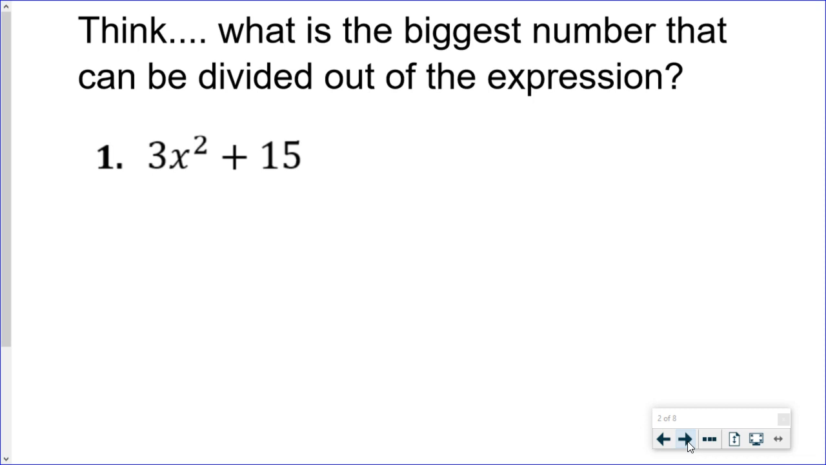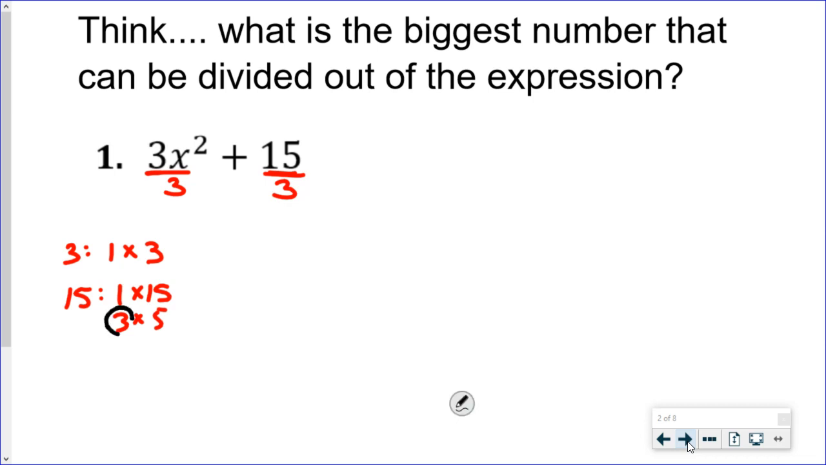So here's number 1. So I look. Now, do you see my numbers are 3 and 15? So what can be divided out of 3 and 15? Do you see 3 goes into 3 and 3 goes into 15? Because the factors of 3 are 1 times 3, but the factors of 15 are 1 times 15 and 3 times 5. The biggest number they have in common is 3. That's how I know that.